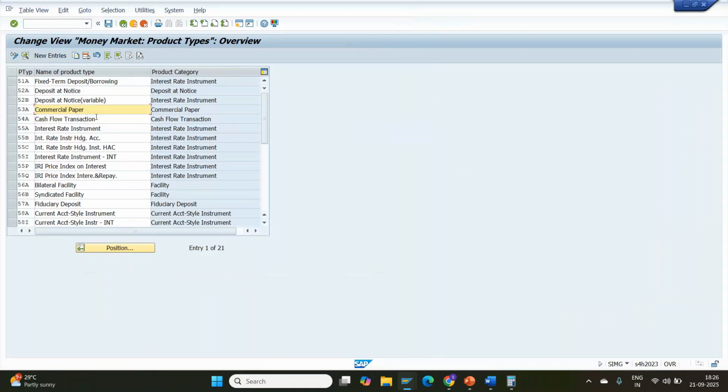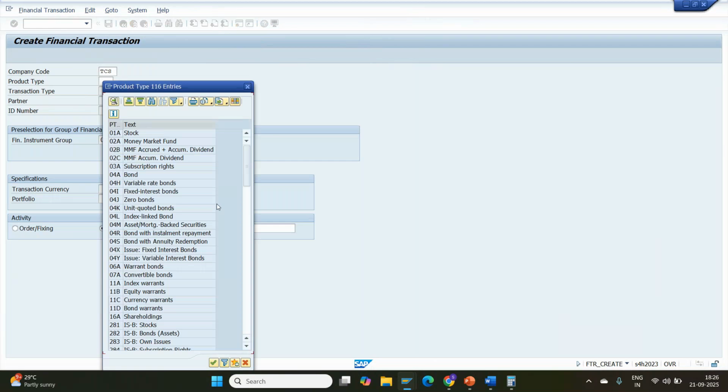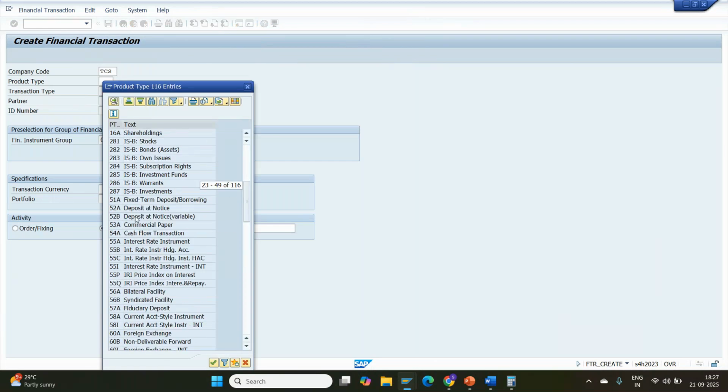Now I will show you one example of how to do this. We need to configure end to end, but I will show one example of how to post it. There is deal creation. For example, that company is TCS. I am putting commercial paper. What is showing here? Commercial paper 53A.